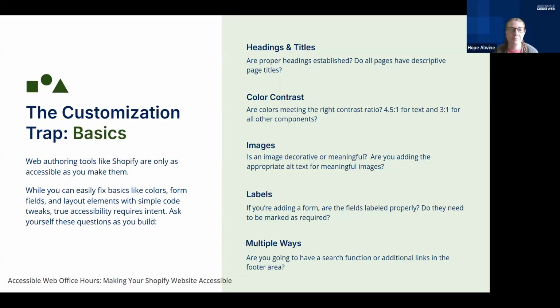The next point is color contrast. When you're constructing your theme, are your colors meeting the right contrast ratio? Are you meeting the 4.5 to 1 contrast ratio for text or the 3 to 1 contrast ratio for pretty much every other component? Personally, I prefer to create a palette and use color contrast checkers like one provided from Accessible Web to test out color combinations before I start building anything, as it can definitely impact your site.